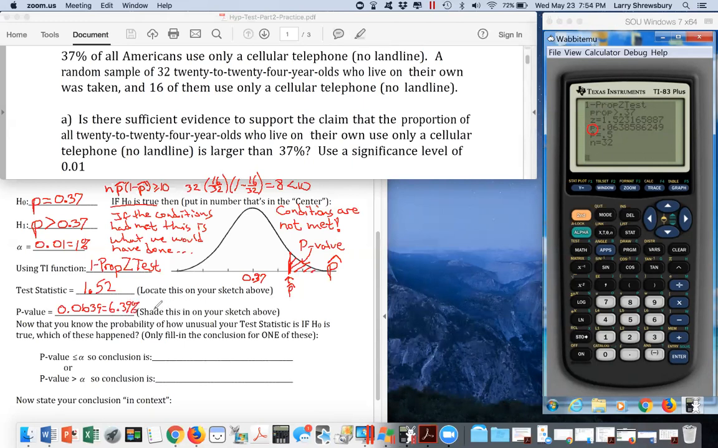Now, this is what I want you to do when you interpret this. What makes this easier is having this sketch. So your p-value is this area. Now, that is equal to 6.3%. Now, how do we interpret that?